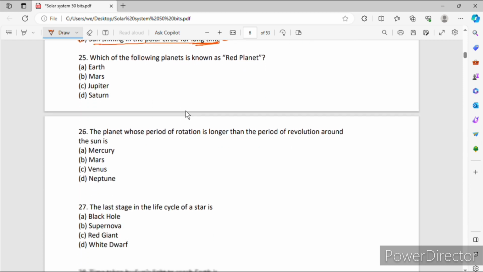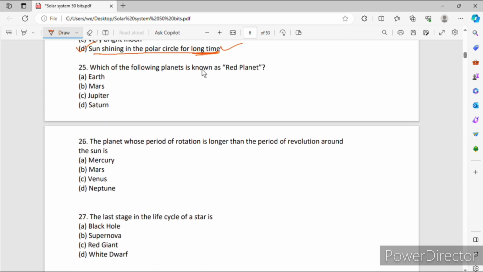Which of the following planets is known as the red planet? See friends, we already discussed this one. The red planet is simply Mars. Why? Because Mars has an ample amount of iron mineral deposits over the surface of Mars. Due to this, it is visible as red, so it's called the red planet.